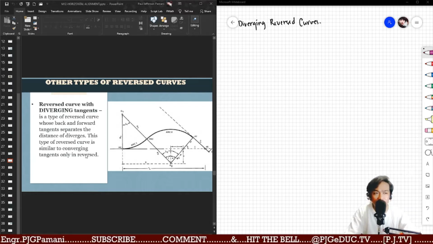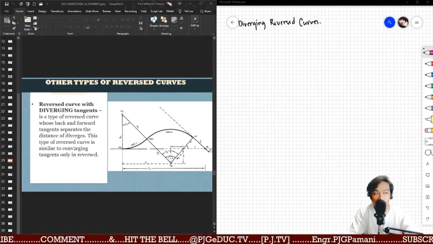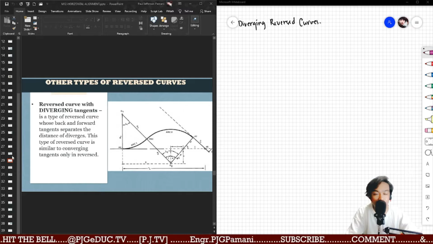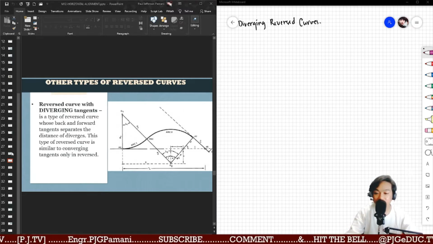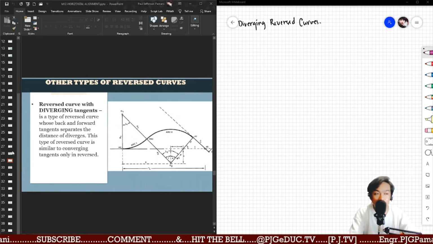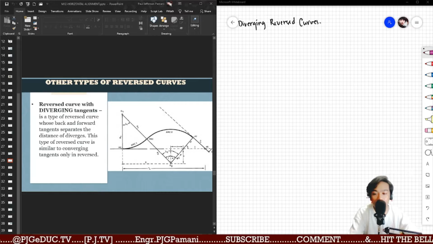This type of reverse curve is similar to converging, but again, they are a reverse in condition. Remember that in converging tangent, the back tangent diverges with the forward tangent. Okay? But with diverging, the forward tangent this time diverges with the backward tangent.